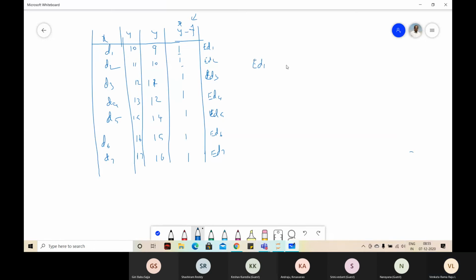ED1 and ED2, right? ED2, ED3, right? ED3, ED4, ED4, ED5, like that. So when you calculate correlation between this column and this column, if you have correlation, that means serial correlation is there in the error term. Got it?